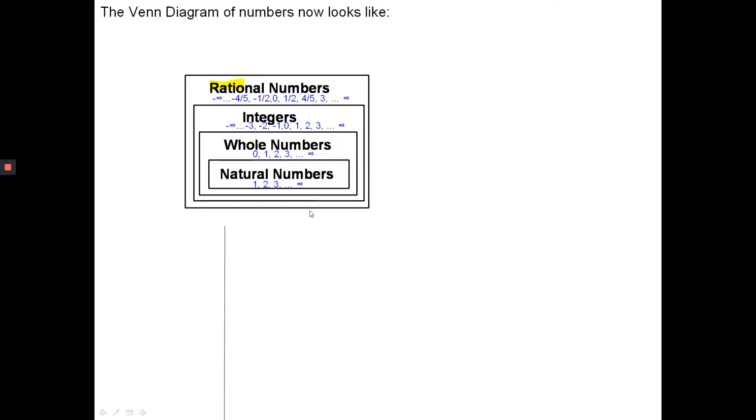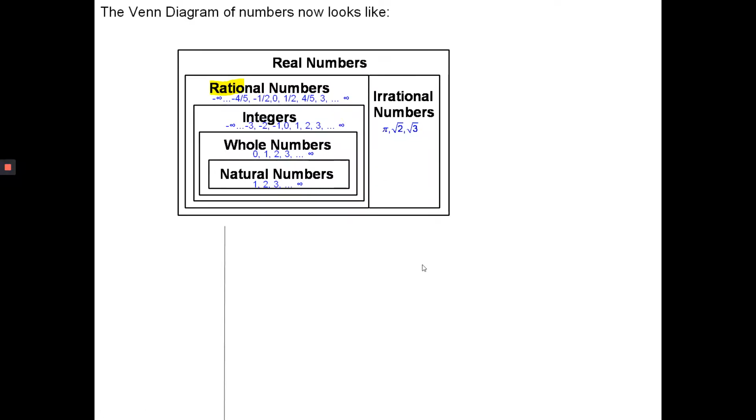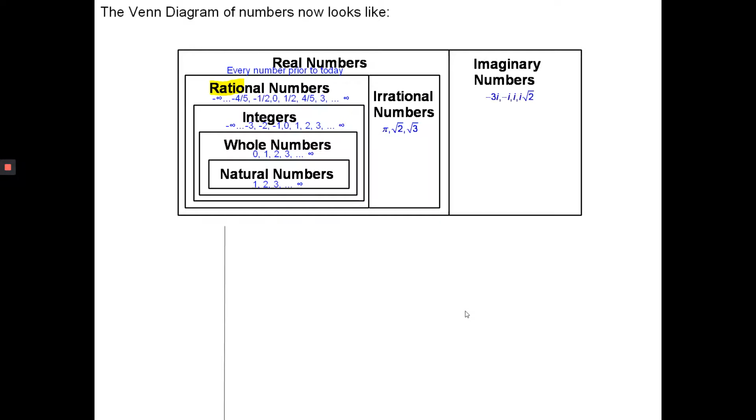Now, if it is not rational, we call it irrational. These are numbers like pi, square root of 2, square root of 3. These are numbers that cannot be written as a fraction. All of these numbers are called the real numbers, and this is everything prior to today. So all of these numbers that we just discussed are real numbers. Now, if it is not a real number, then it is an imaginary number. And these were the type that we were just talking about on our previous slide. So -3i, -i square root of 2 are all examples of that.